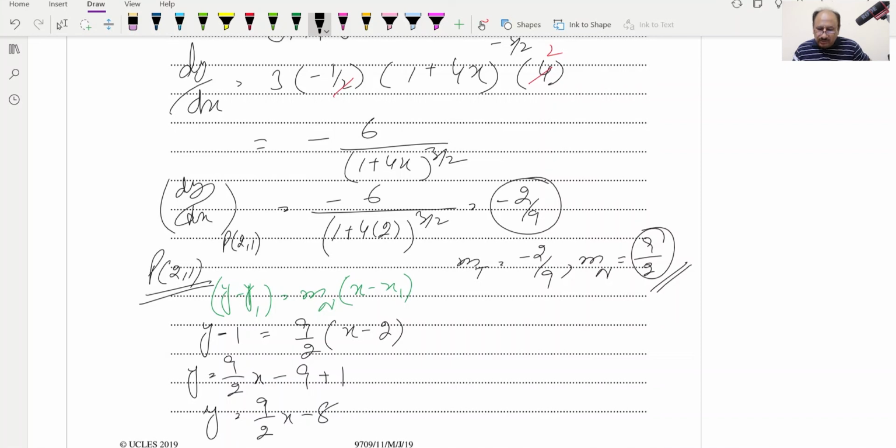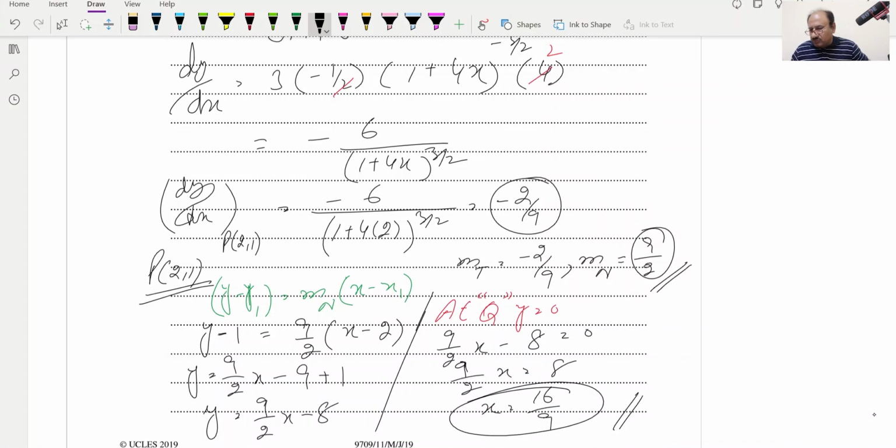This will be our equation of the normal. At Q, the y value will be 0, y will be equal to 0, because Q is on the x-axis. So we can write 9 by 2 x minus 8 is equal to 0. So 9 by 2 x is equal to 8. This implies x is equal to 16 over 9. This is what we were supposed to prove, which we have done.